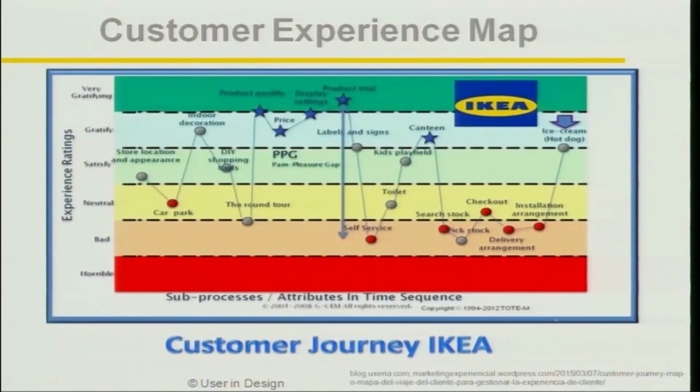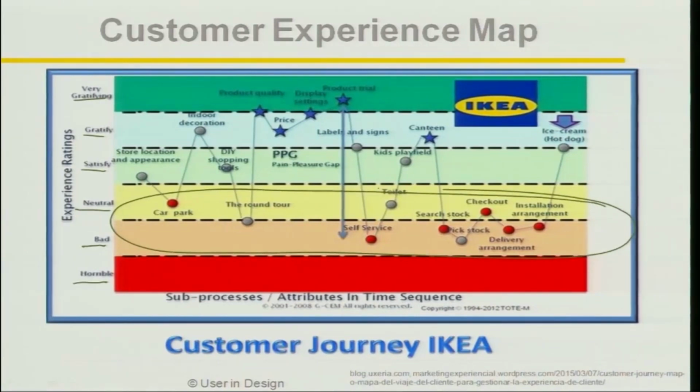Here's another customer experience map, and this is plotted in a different way, where the scale is labeled as horrible, then bad, then neutral, satisfy, gratify, very gratifying. And this is the huge furniture store chain IKEA, which has tried to capture all their customers' experience going through the store location and appearance, car park, indoor decoration, shopping, round tour, price, and all these different factors. So at a glance, as a company, it gives them an opportunity to say, hey, we need to improve these things, right?